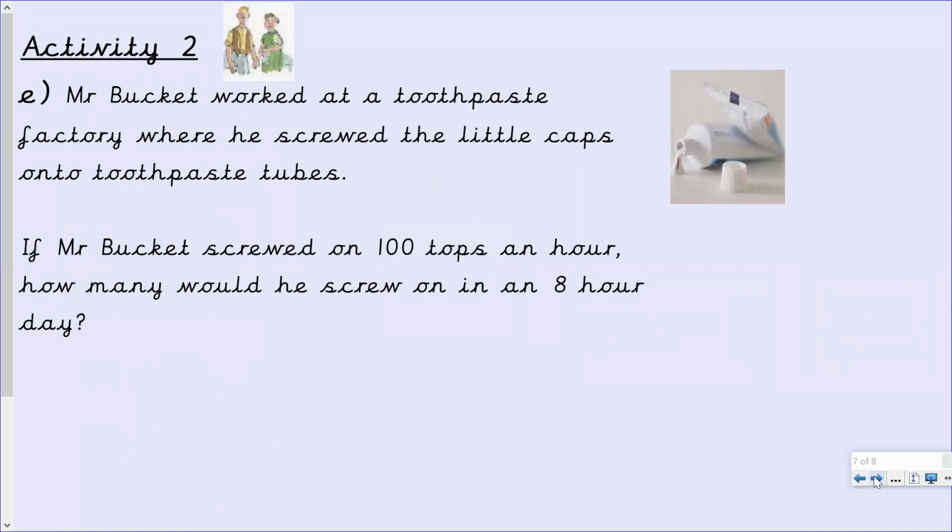Activity 2E. Mr. Bucket worked at a toothpaste factory where he screwed the little caps onto toothpaste tubes. If Mr. Bucket screwed on 100 tops an hour, so there are two pieces of information there that are important. Per hour, he screwed on 100 tops. How many would he screw on in an 8-hour day?